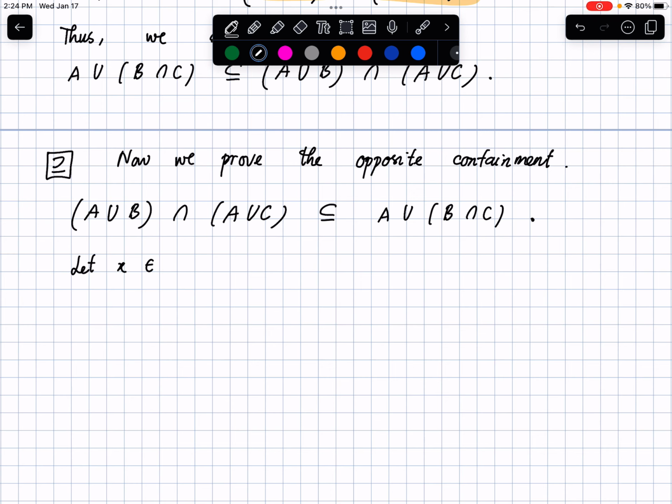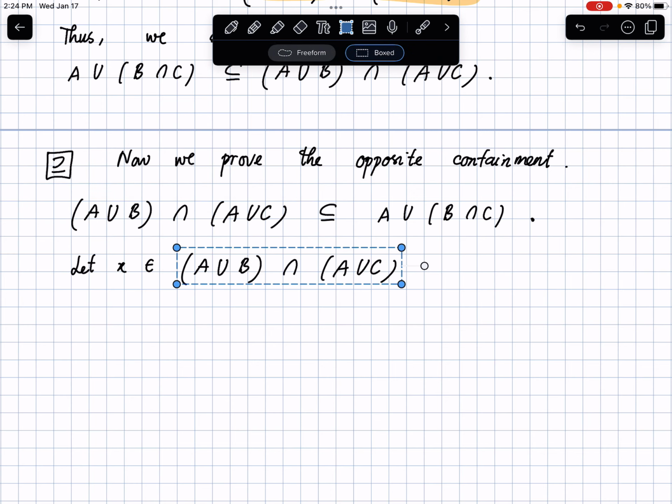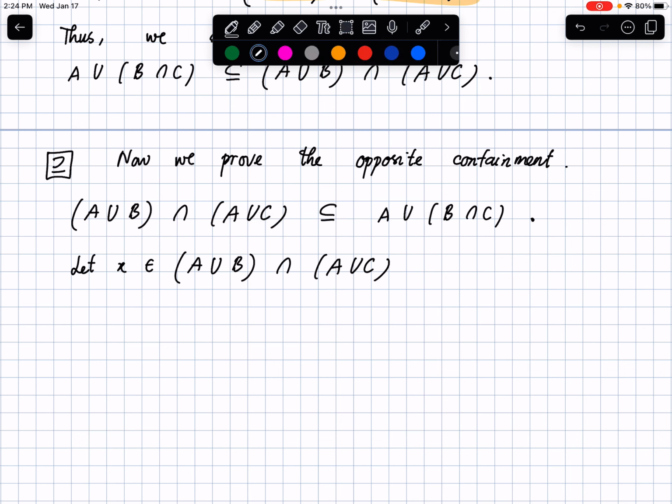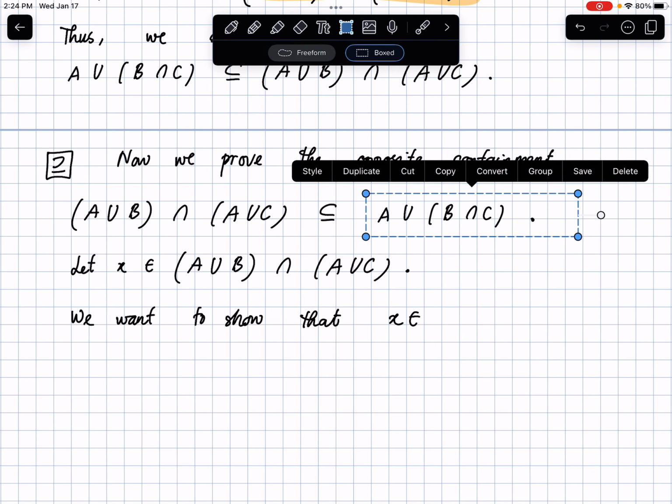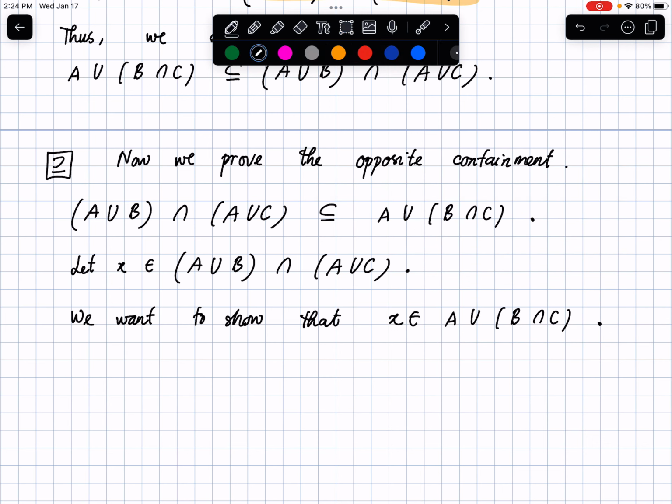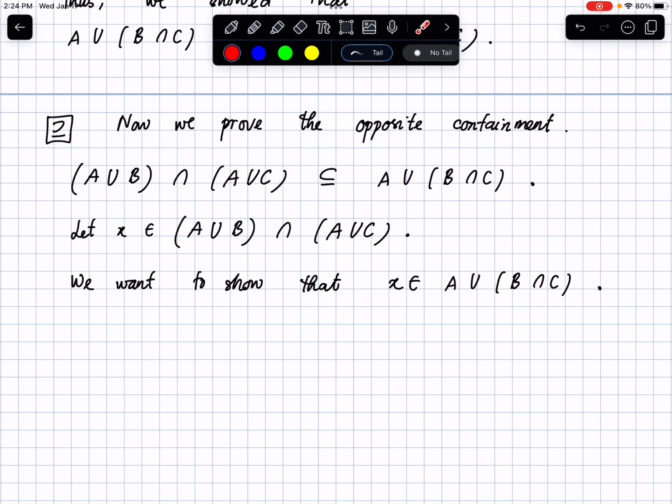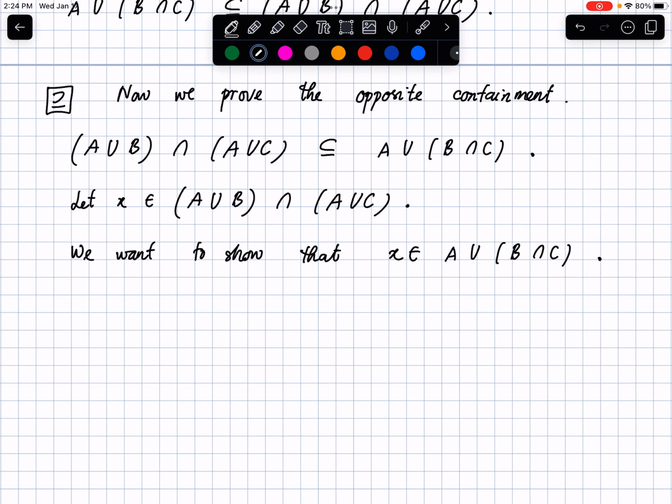Let X be an element of this set. We want to show X is an element in here. Right? Show that it is an element of this one. So for this part, we need to show X is in A or X is in B intersects C, right? By definition of the union. So to make it easier, one way we can do is consider case by case.